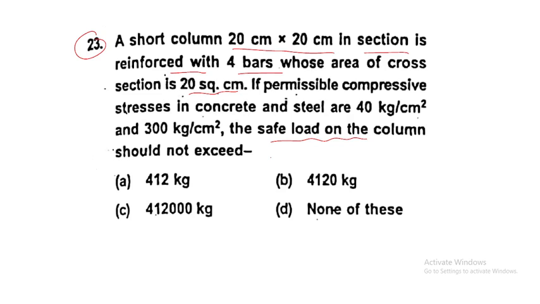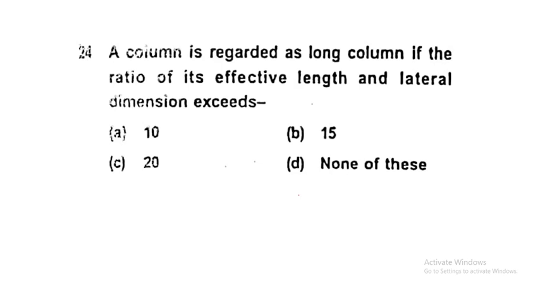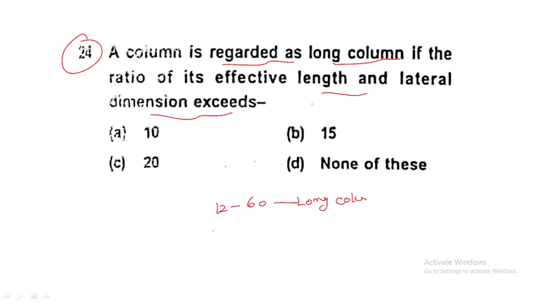So what is the answer for this question? That is none of the above, because the option is not given. Question number 24. A column is regarded as a long column if the ratio of its effective length to lateral dimension exceeds how much? We can say that it is 12 to 16. If it is 12 to 16, this is a long column, right?